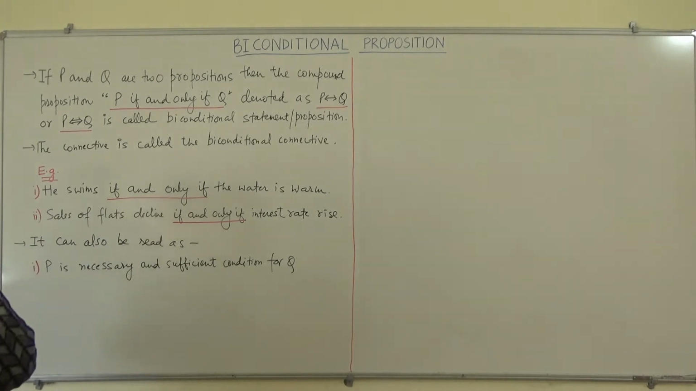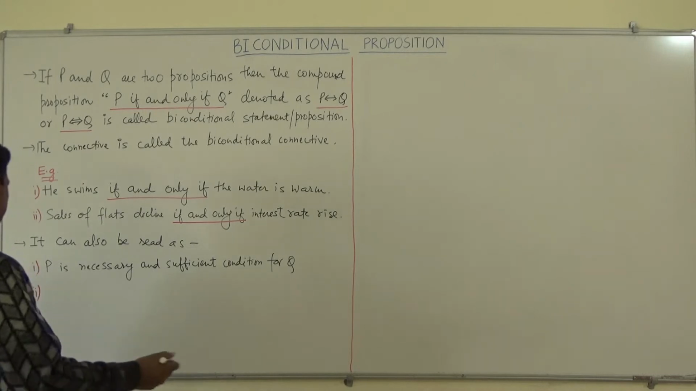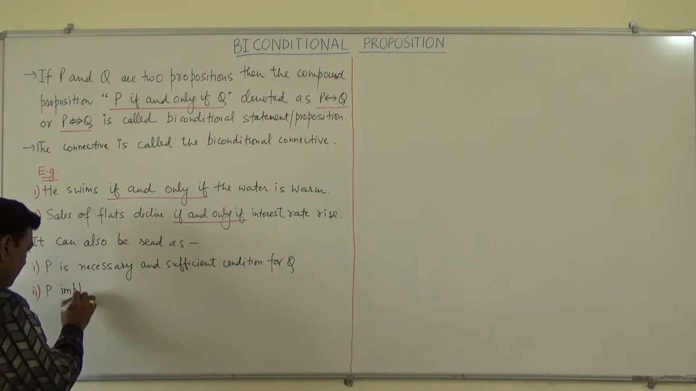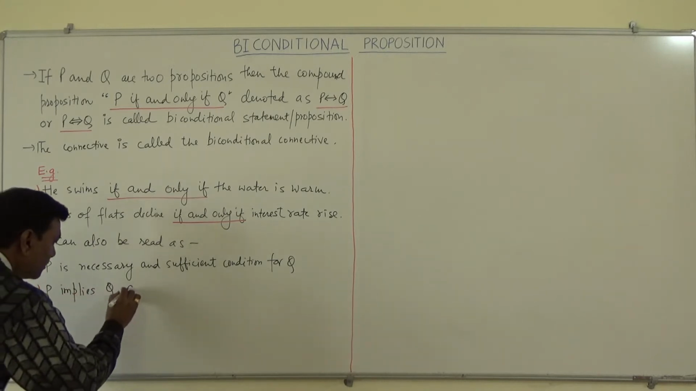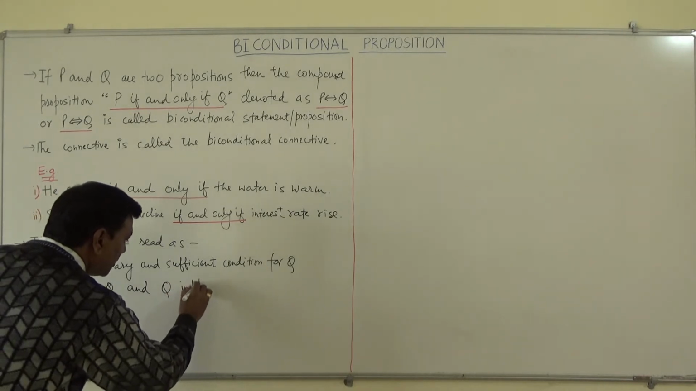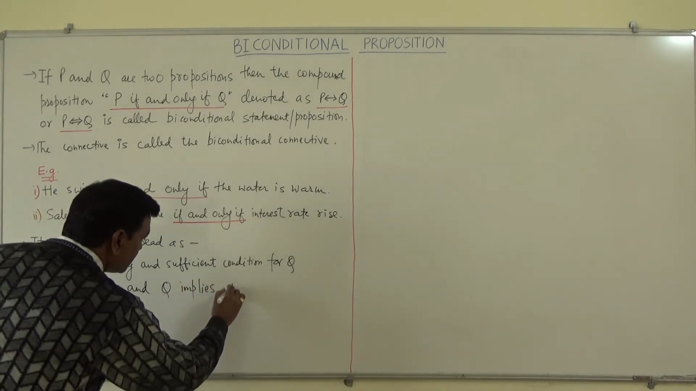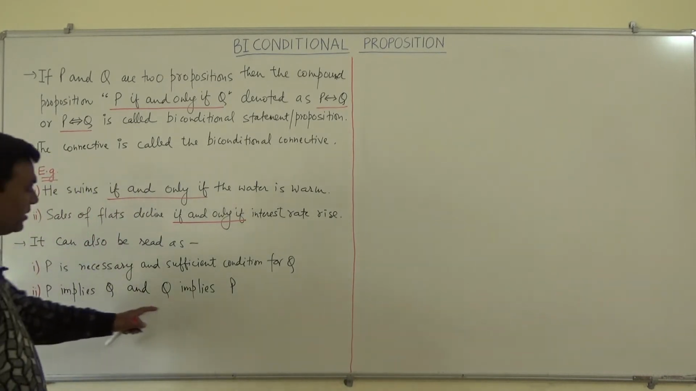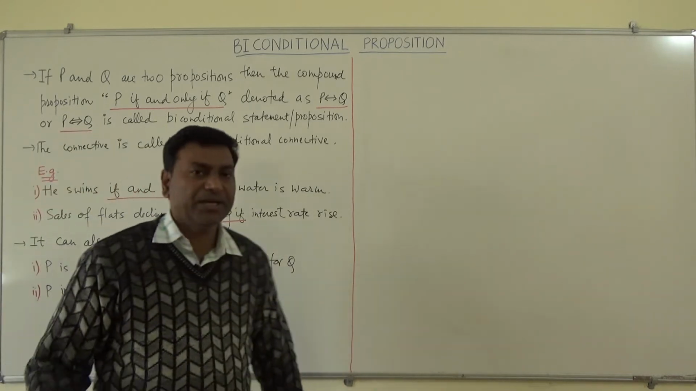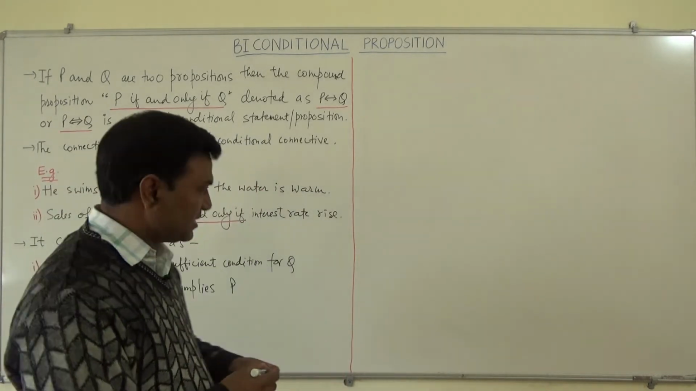And the second is: P implies Q and Q implies P. So this is the second way by which we can read this biconditional statement.